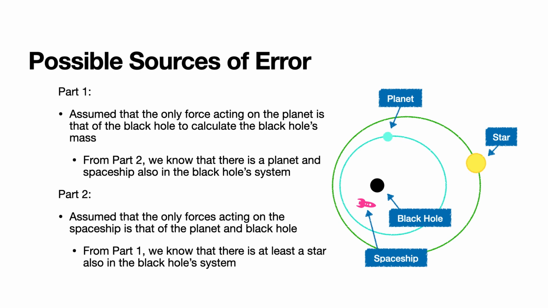In part 2, it was assumed that the only forces acting on the spaceship are those of the planet and the black hole. However, we also know from part 1 that there is a star orbiting the black hole that could have an effect on the spaceship.